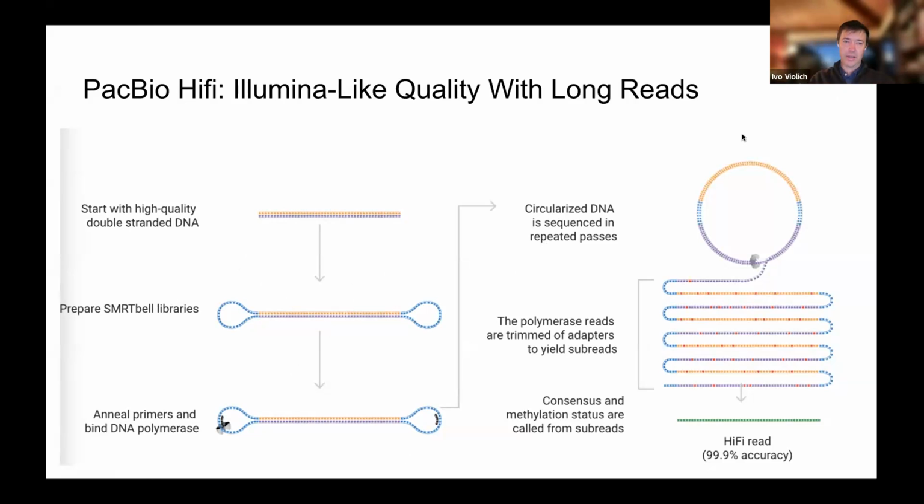So you can see this. This is what this figure is representing. This circular DNA is just sequenced over and over again. These are called subreads in PacBio speak, and all those subreads get collapsed into a single HiFi read with very high accuracy. But the subreads themselves are lower accuracy.